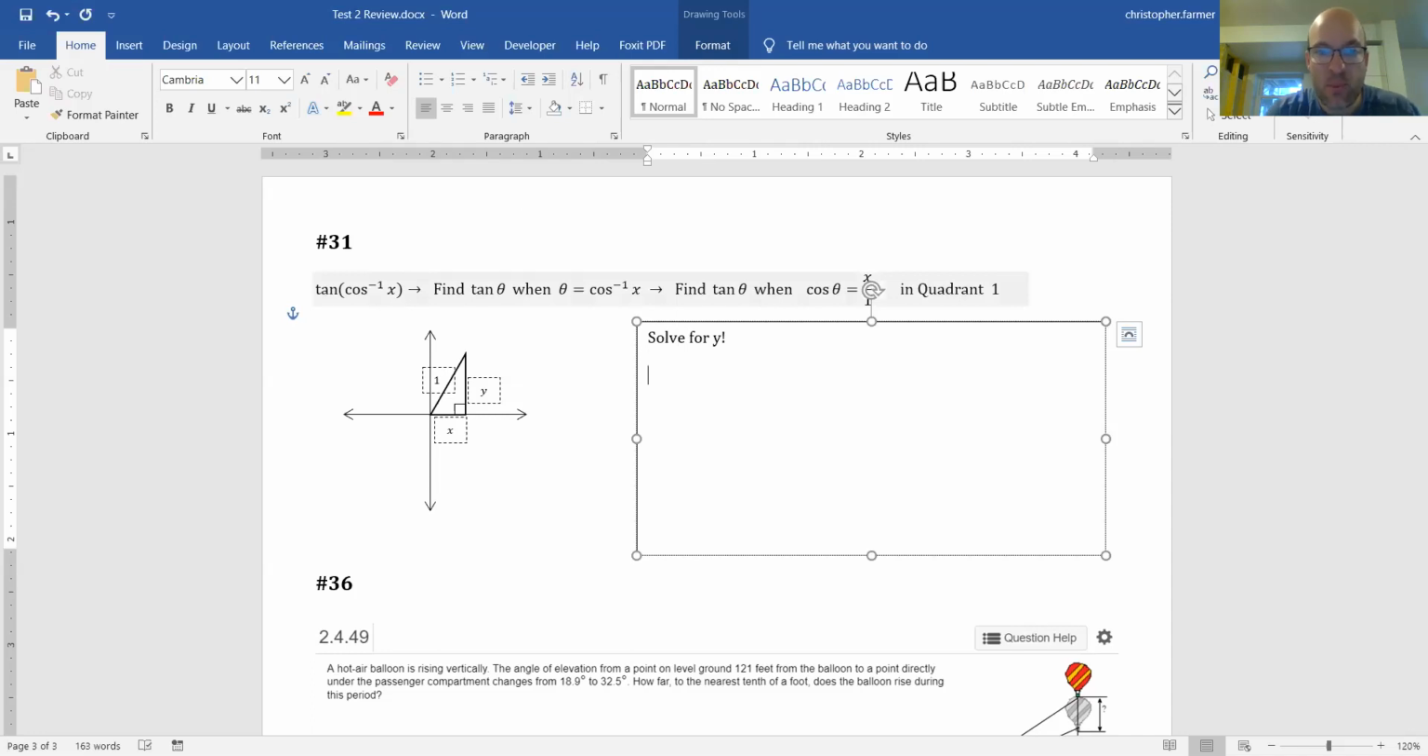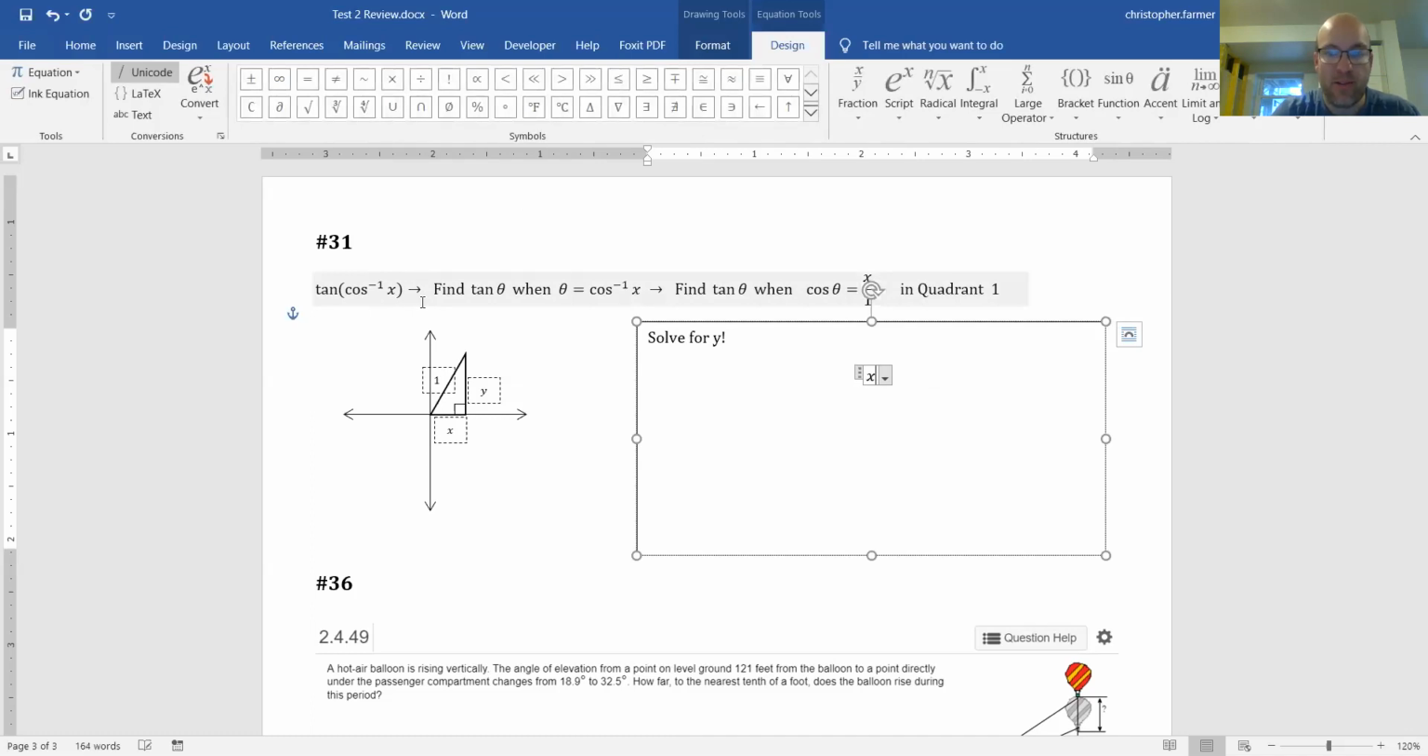And so this is, again, just Pythagorean's theorem. We know that if I square the two shorter sides, so if I square x squared and add on the square of y, that should give you 1 squared.